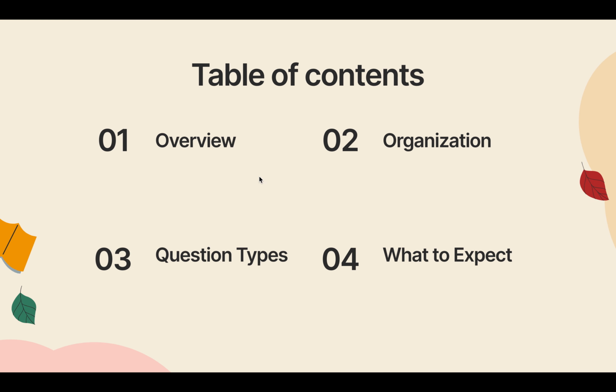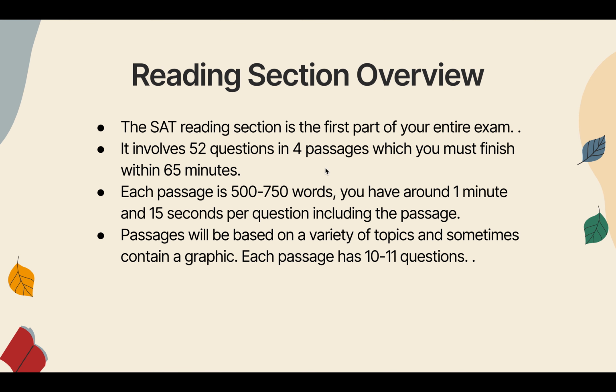So, quick table of contents. We're going to go over overview, organization, question types, and what you can expect on this section. Okay, overview. I mentioned a little bit about this in my first video, but the SAT reading section is the first part of your exam, and it involves 52 questions in 4 passages, which you must finish in 65 minutes. Each passage is 500 to 750 words, and you have about 1 minute and 50 seconds per question, including the passage if you calculate around the time you have.